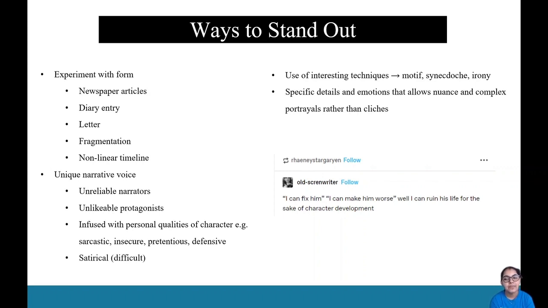And having a satirical narrative voice, it's difficult, but it is achievable. So you have to research a bit and read a couple of texts that also have that, and then try and adapt it to your own writing. Use interesting techniques, things like motifs, synecdoche, irony.